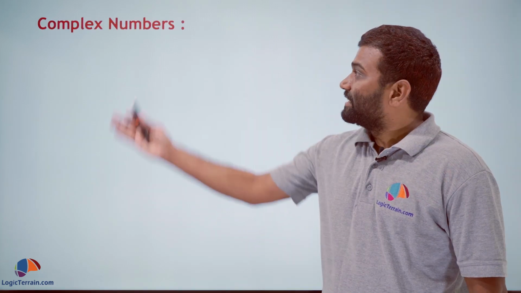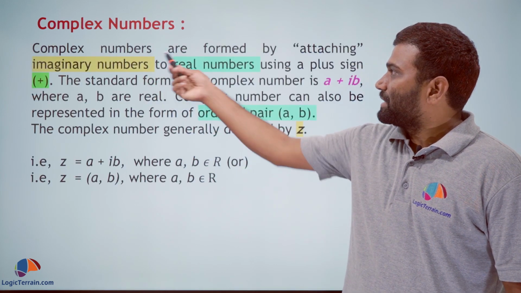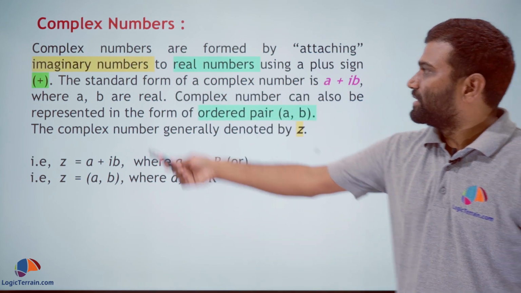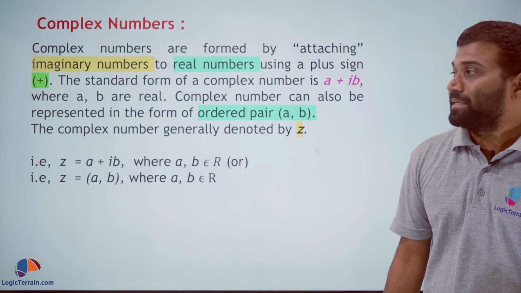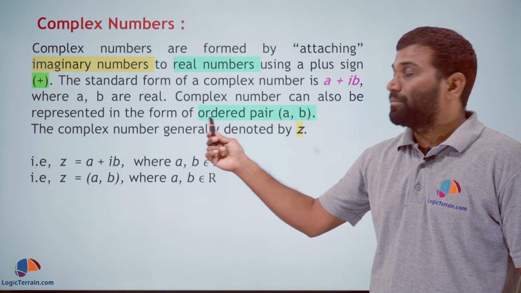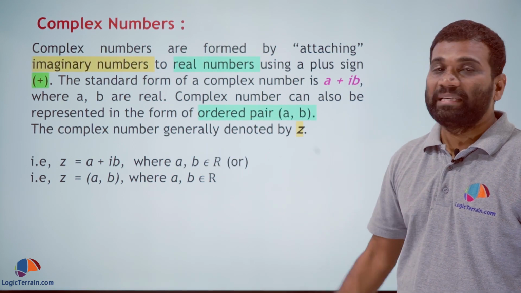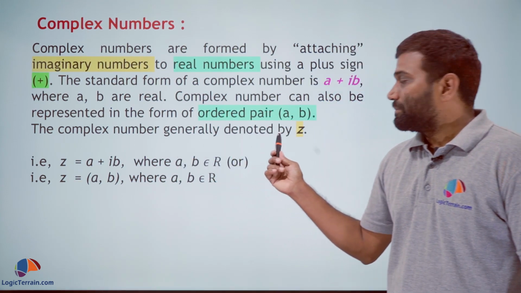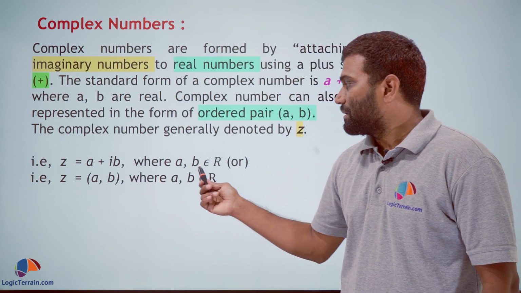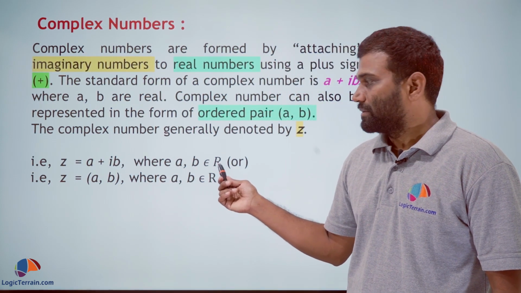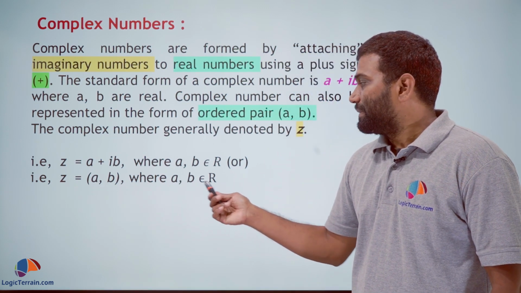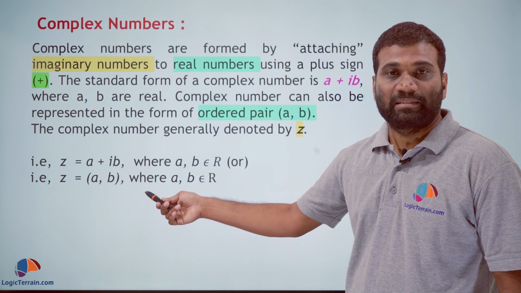Now let us define complex numbers. Complex numbers are formed by attaching imaginary numbers to real numbers using a plus sign. The standard form of complex numbers is a plus ib, where a, b are real. Complex numbers can also be represented in the form of an ordered pair, that is (a, b). The complex number is generally denoted by z. This is the format: z equals a plus ib, where a, b belong to R, or z equals the ordered pair (a, b), where a, b belong to R. So you can write either way.